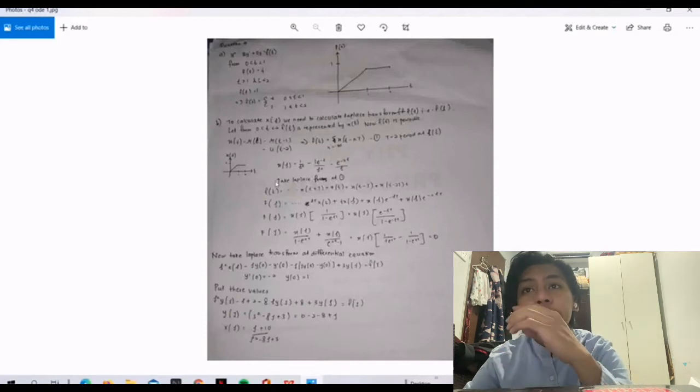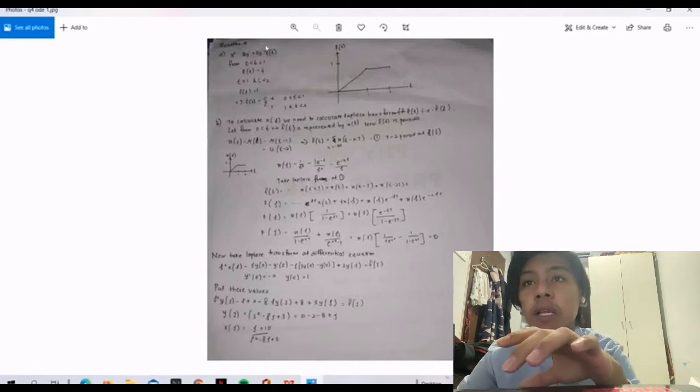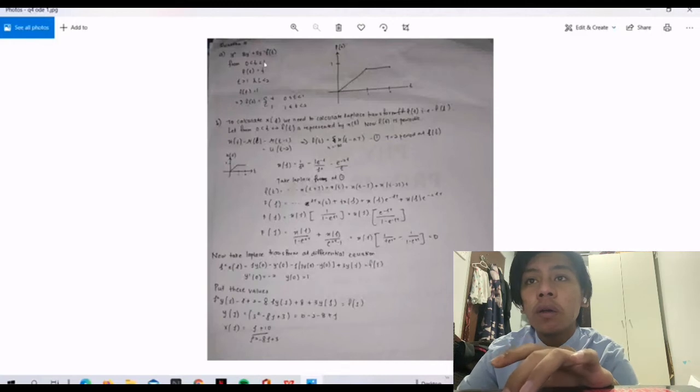For A1, we will have to do it like this. To find the piecewise function, we use this formula, and then we will get this kind of graph where f(t) is equal to 1 and 2.